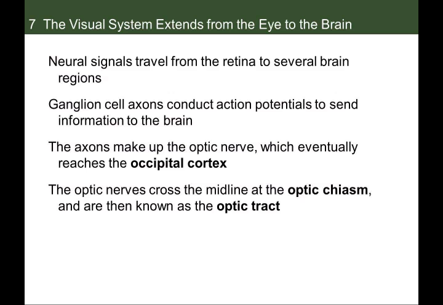Okay. Now, yes, most of the axons are going to go to the LGN and they're going to go to the primary visual cortex in the occipital lobe. But there is a smaller branch of axons that instead of going to the occipital lobe goes to the superior colliculus in the midbrain.